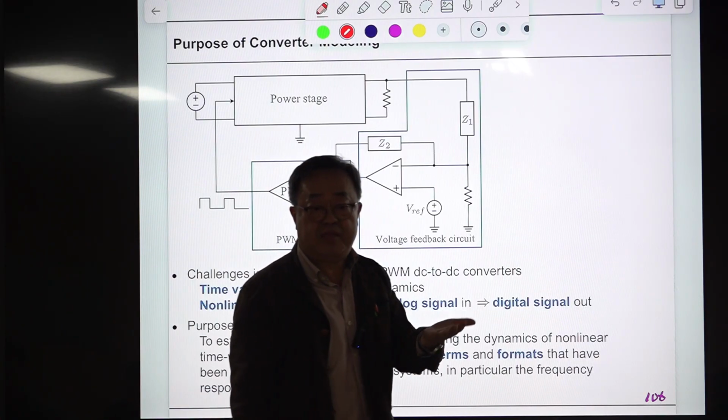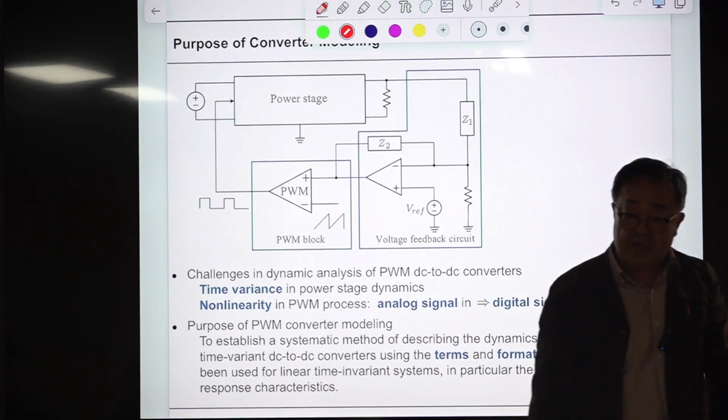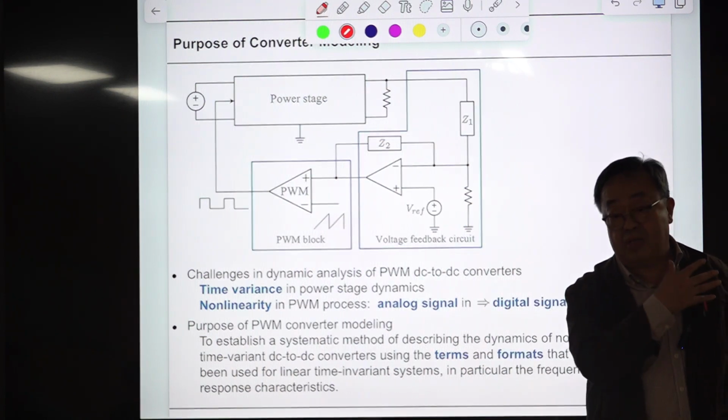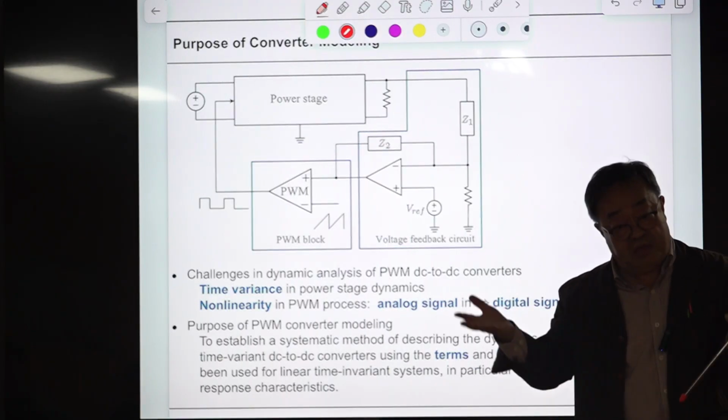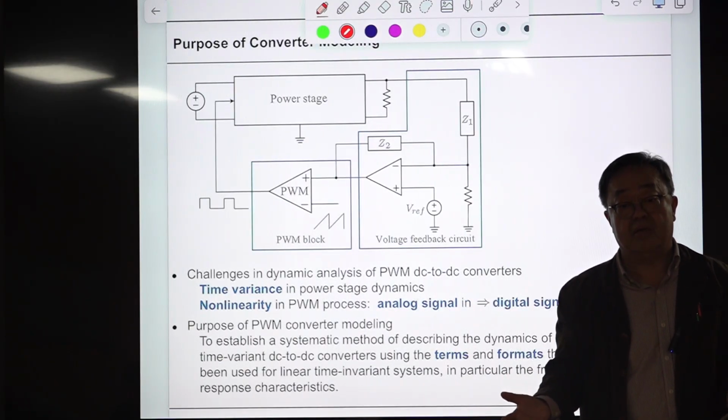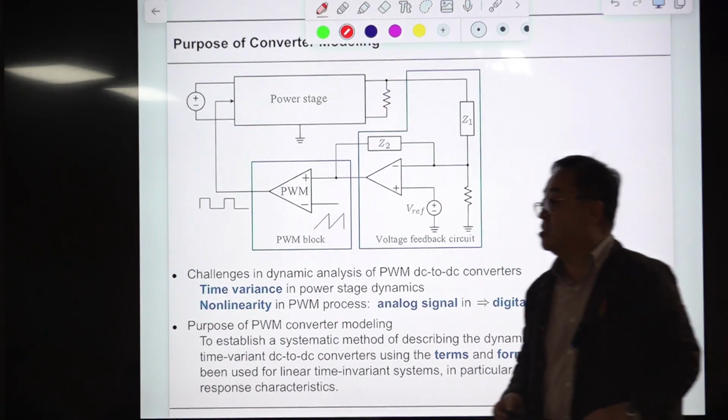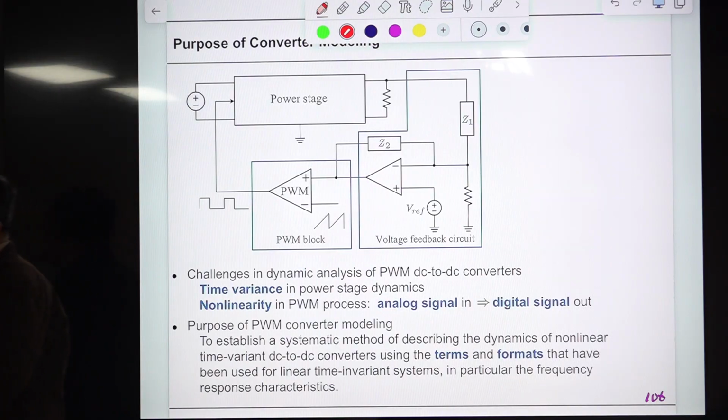If you have a very complicated system and you want a simple model, then you ignore all the unimportant details and just keep the main frame of the dynamics as a simplified model. Different modeling has different purposes, and the purpose of our modeling of the PWM converter is very simple and very definite. We want to use all the techniques you learned for linear time invariant systems to analyze and design, and to understand the dynamics and control of the PWM converter.